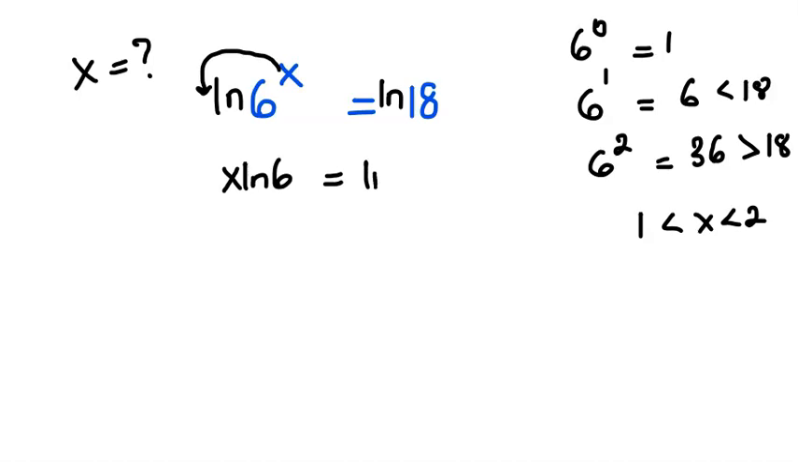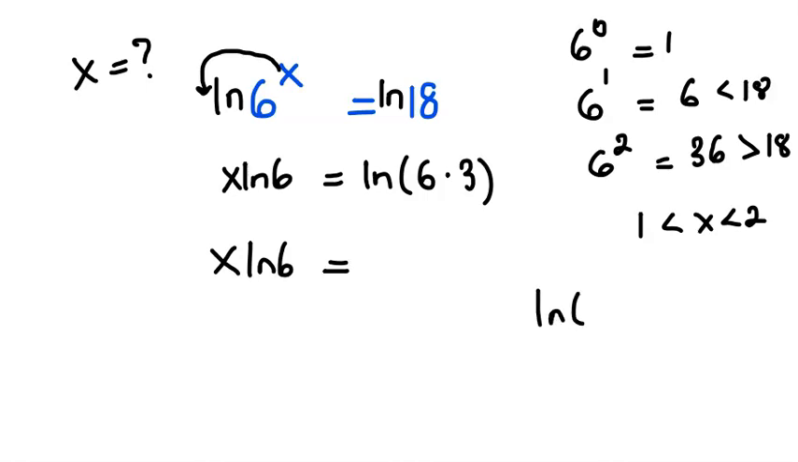This will be equal to the natural log of, we know 18 is the same as 6 multiplied by 3. So from the left hand side, we have x times the natural log of 6. Let us record this property: the natural log of a times b is equal to the natural log of a plus the natural log of b. And here we have a product of 6 and 3, so this will be equal to the natural log of 6 plus the natural log of 3.